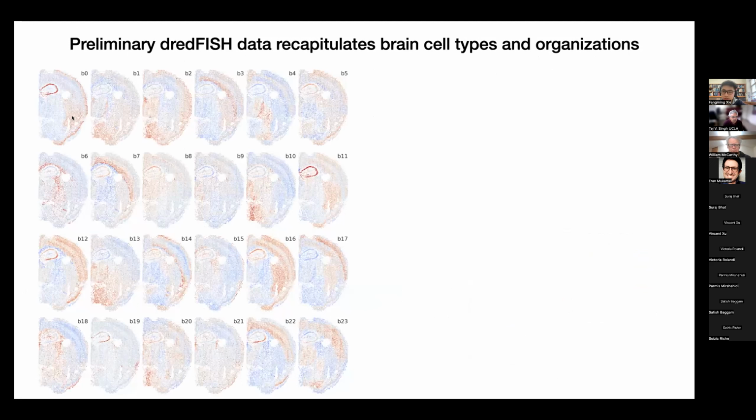This is one coronal section of the mouse brain. Basically, what I'm showing you here is the raw processed data from one mouse brain section, but measured by these 24 different bases. Each dot here is one cell, and its color represents the intensity of the signal from that basis. And you can see that different bases capture different information about the anatomical structure of the mouse brain.